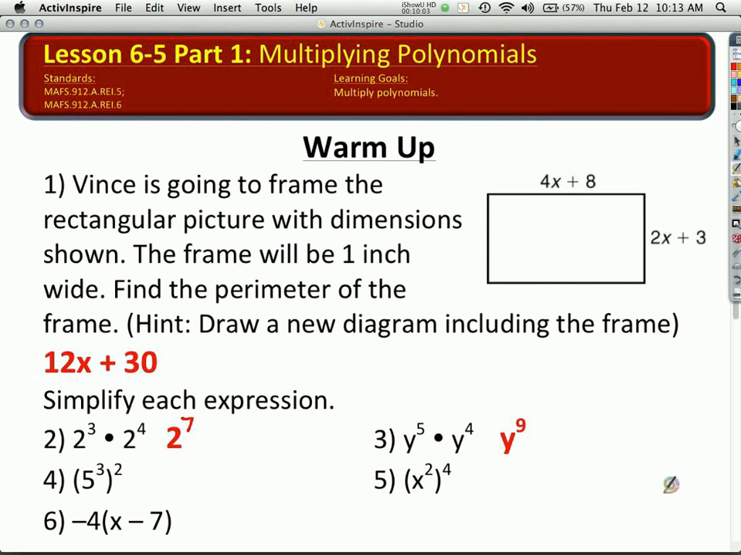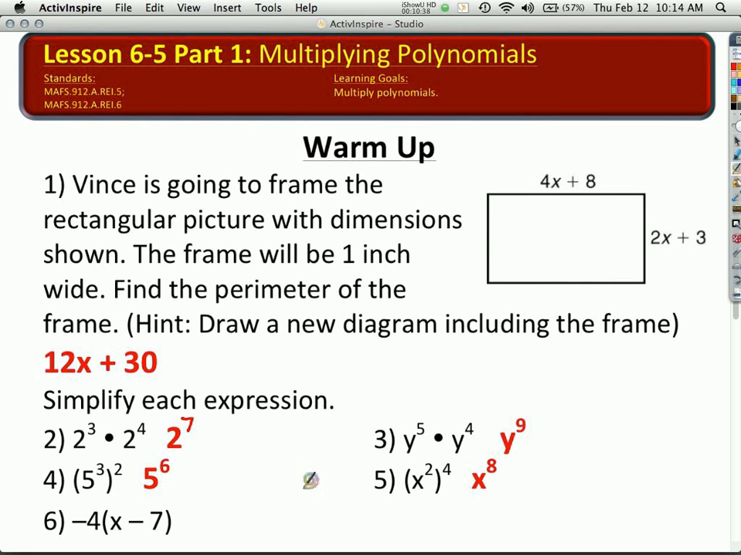And number 4, what do we get when we simplify that? I got student number 1, 20, and 11. Student number 1 is not here. Student number 20, not here. And student number 11. 5 to the 6th power. Number 5. I got student number 7, 14, and 16. So I got 3 people who think it's x to the 8th, and it is.